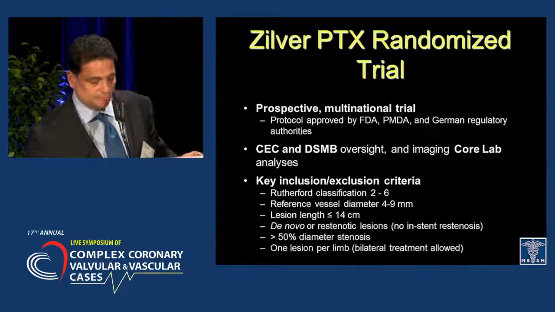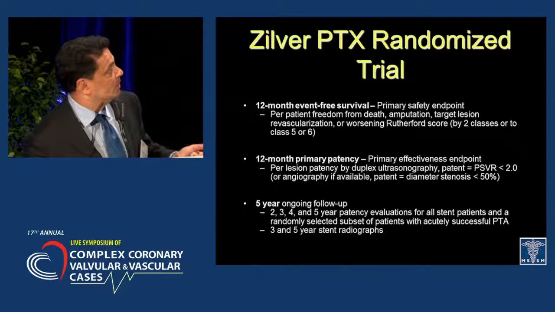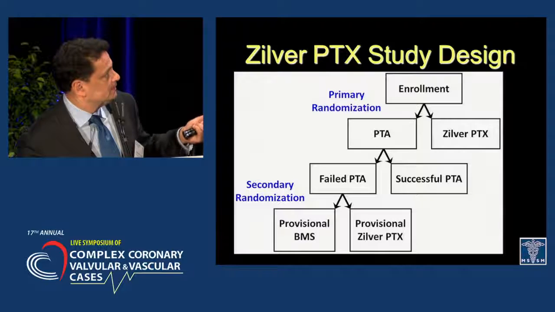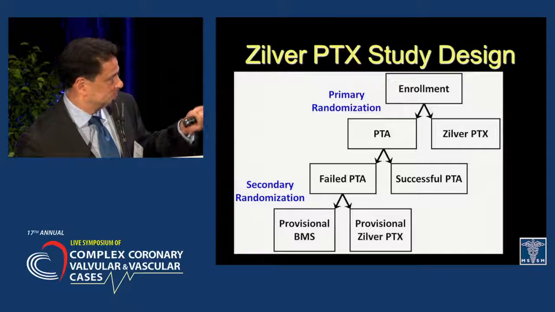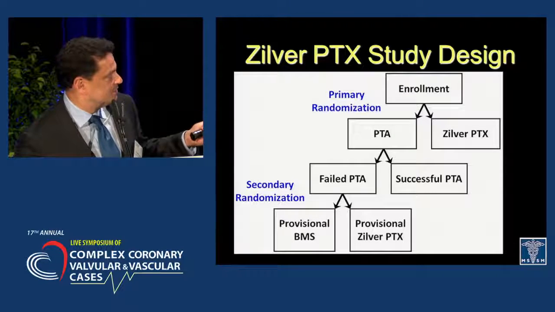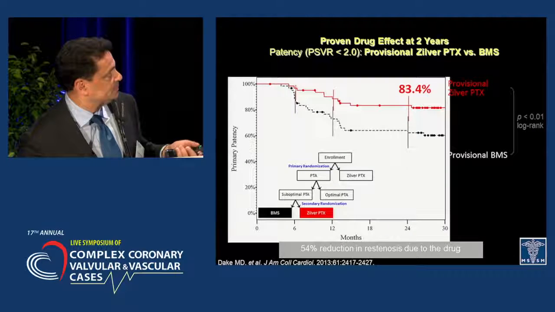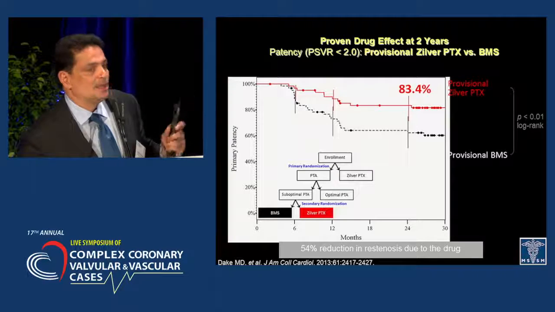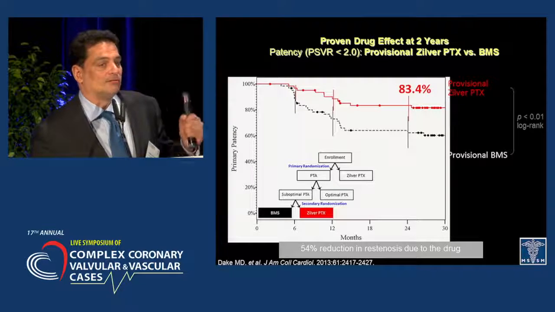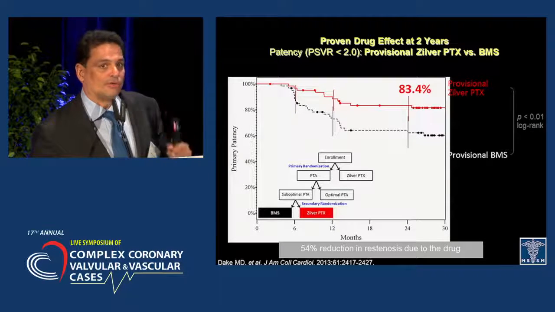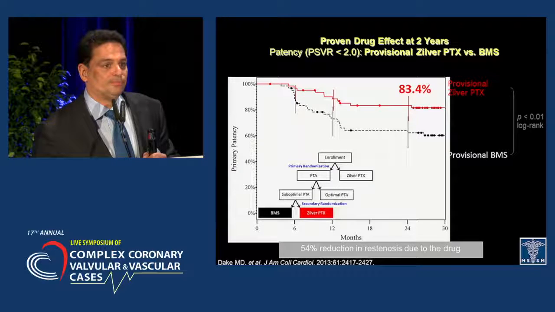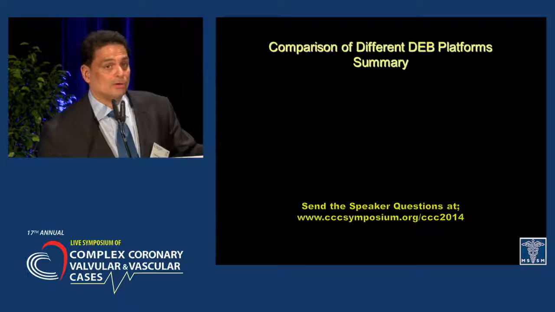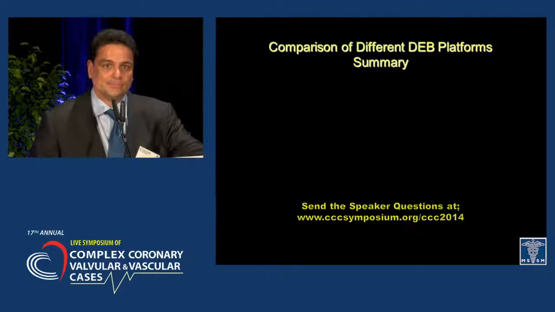So again, just for the sake of time and to keep it simple, what we wanted to do was compare it against PTA, and how it was done was basically 1-to-1, and if they failed PTA, they had a bare metal arm, which is beyond the talk. But the bottom line is you had an increase in primary patency of the drug-coated stent versus POBA, and even versus bare metal stent. So now you're actually giving your patient lots of options.